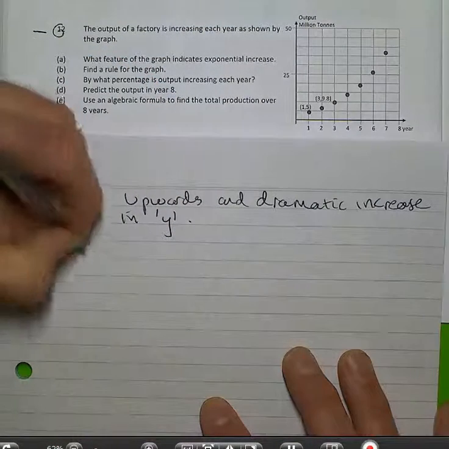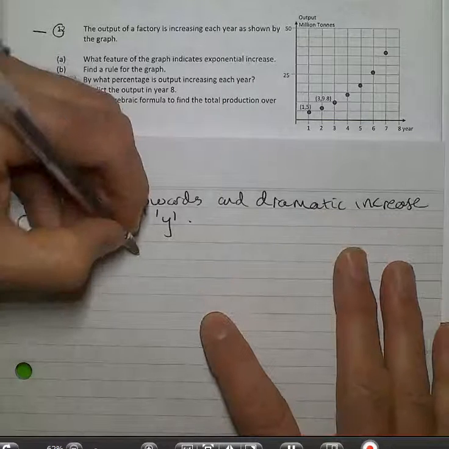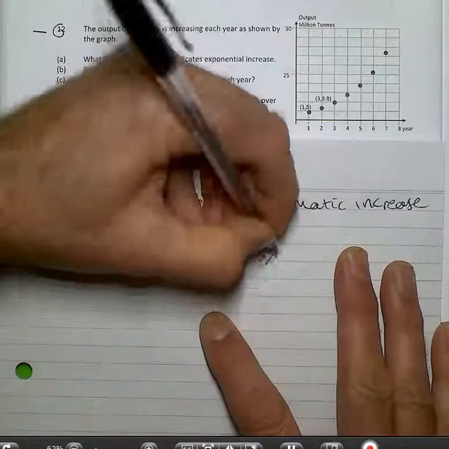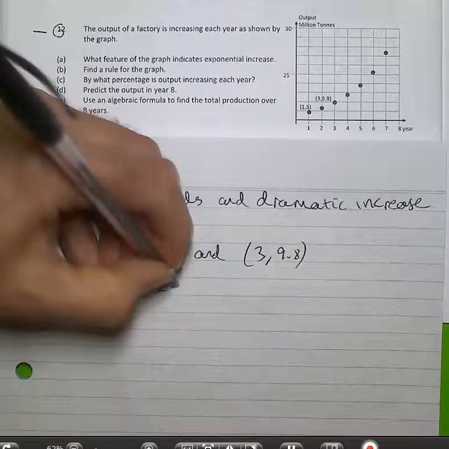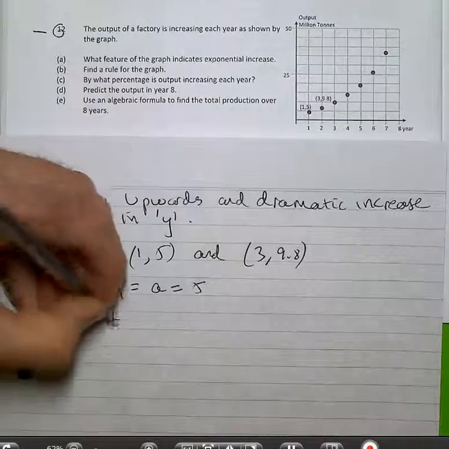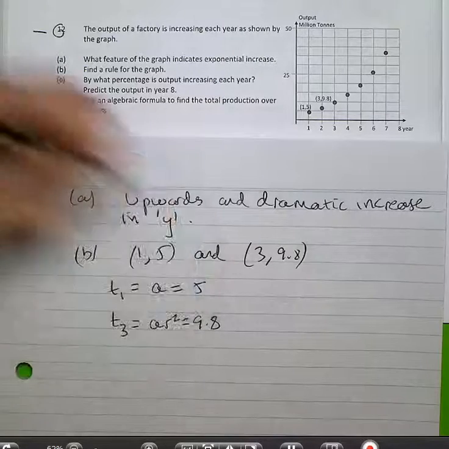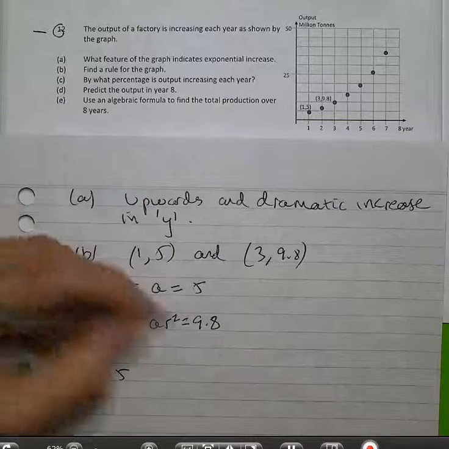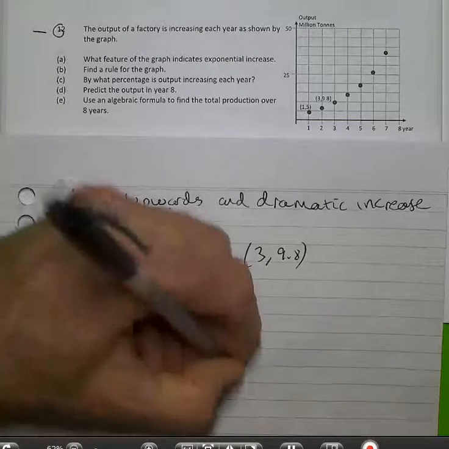To find a rule for the graph, though, I've got to use the 2 points. I know I've got the points (1, 5) and (3, 9.8). Now that corresponds to T1, which is A, which is 5, and T3, which is AR squared, which is 9.8. So I know that A is 5, and if I divide T3 by T1, I can quickly find a value of R.